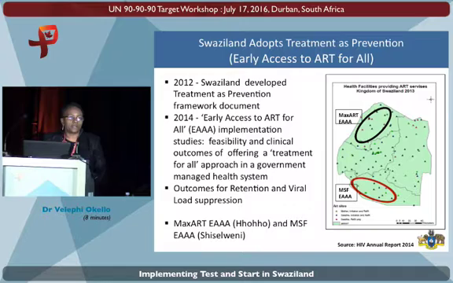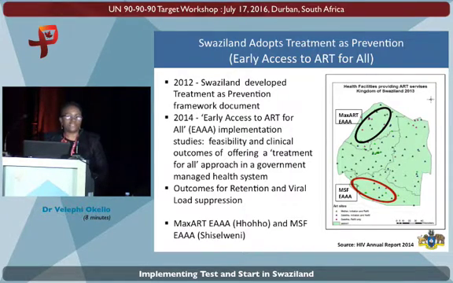Since 2012, our country adopted the treatment as prevention framework, as it was called at that time, and we named our studies the Early Access to ART for All implementation studies. They've been taking place in two regions, the Hhohho region and the Shiselweni region. The Hhohho region is under the MaxART Consortium, and MSF Switzerland is assisting us in the country.